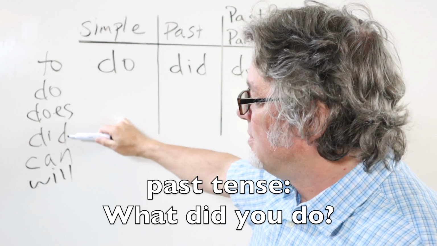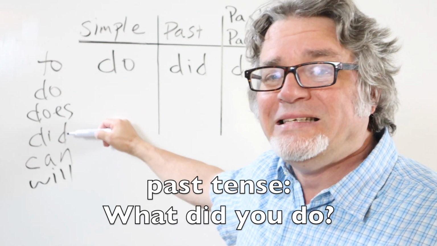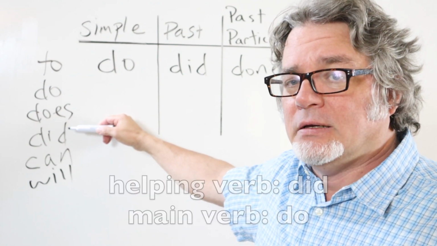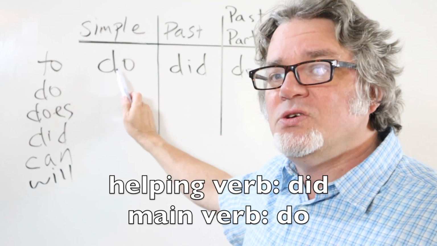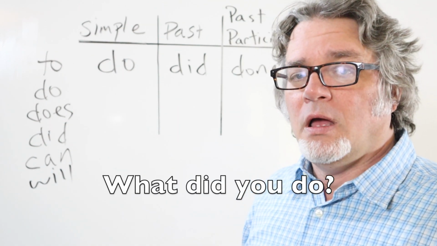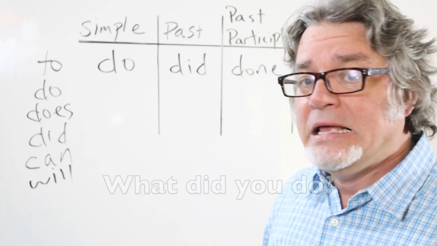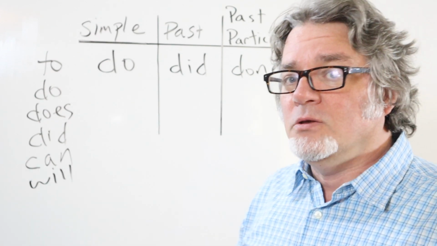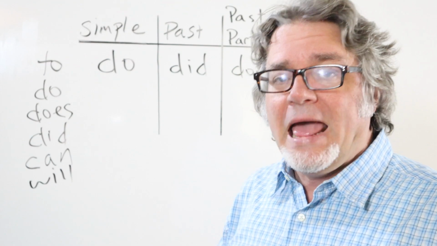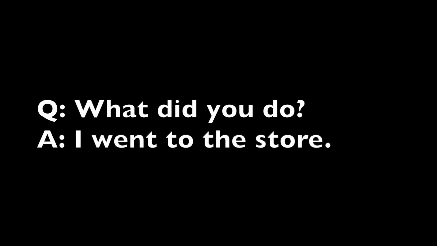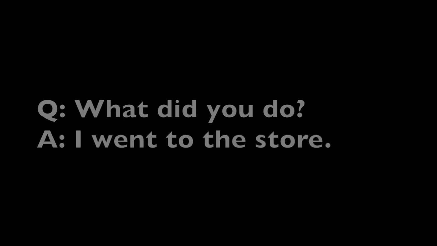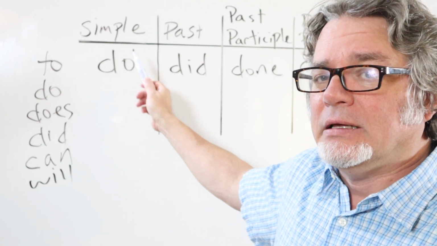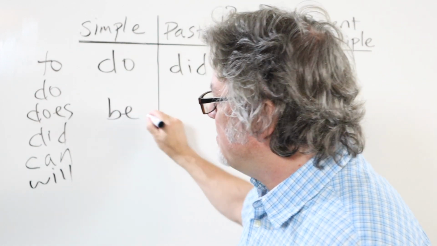In the past tense, did. What did you do? This question is asked for actions. The helping verb is did and the main verb is do. What did you do? When answering the question, it's not necessary to use the verb do. You can use a different verb, an action verb. The verb do is rooted in action. This is in contrast to the verb be.